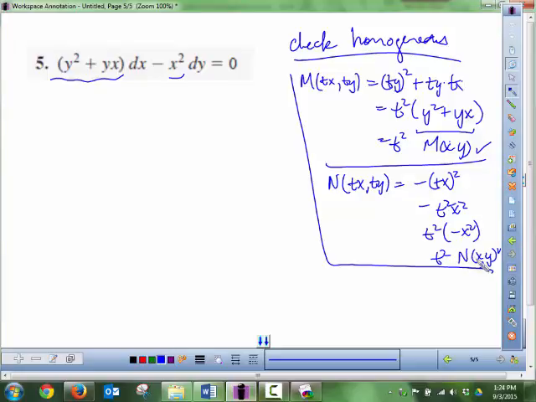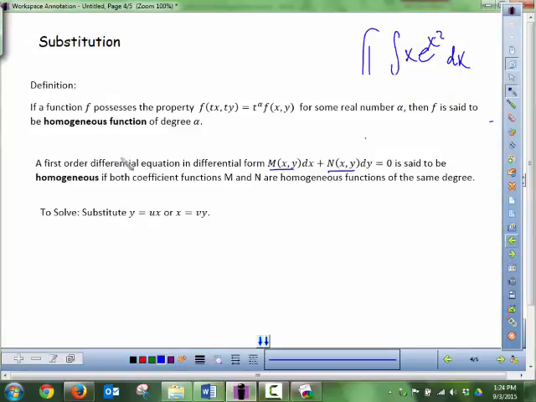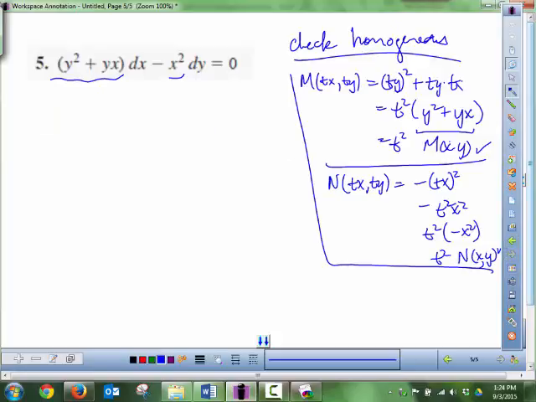Yeah? Yeah, it should be the same order. I think they called it a degree. It's the same degree. Okay? So this would be a good candidate for substitution.